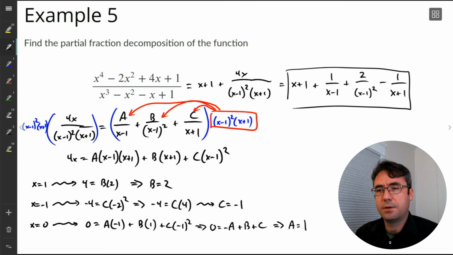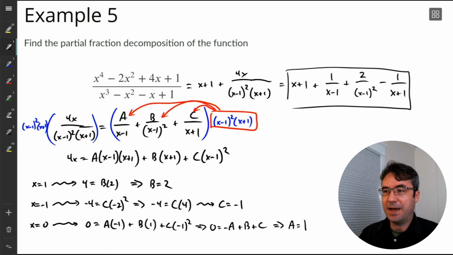Whew. A little bit of work for that one. But we got it. So we had to do some long division. We had to get a little creative in how we actually factored our denominator. But actually, once we had it factored, then this part wasn't so bad.